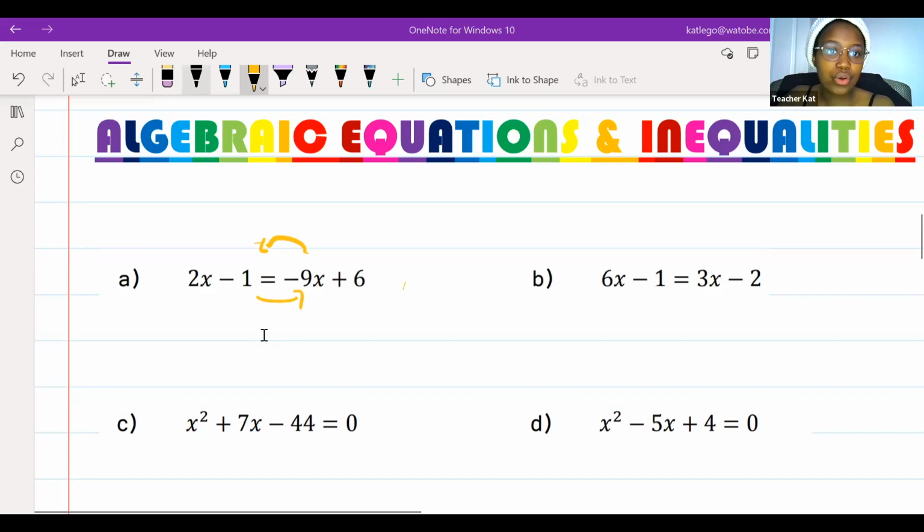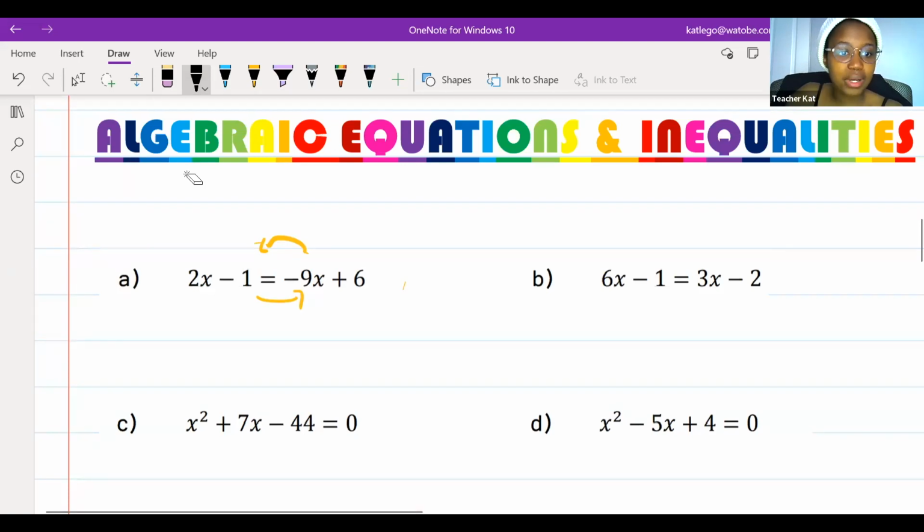So let's see. On the left-hand side, we have our 2x. Never mind, my pen did not cooperate for 2 seconds there. I don't know what happened. Okay, there we go. My pen today is not having it.